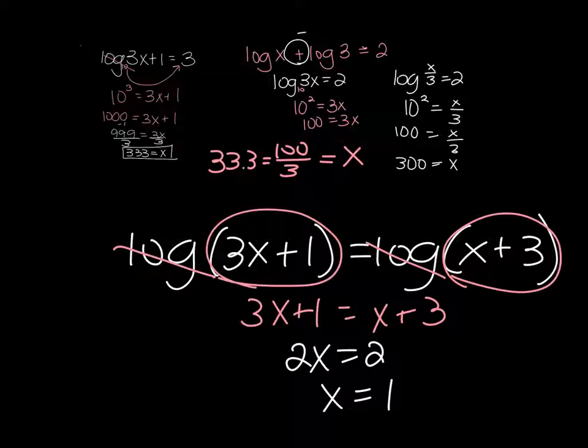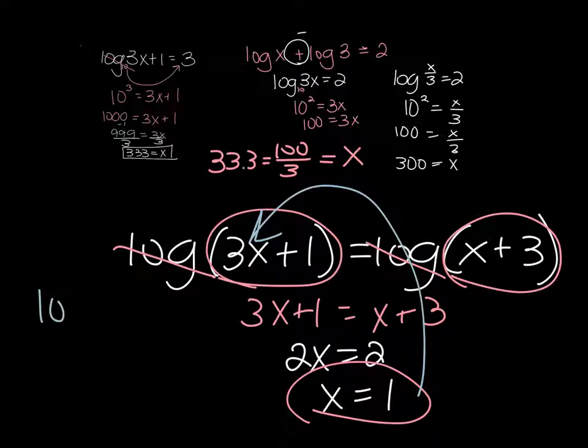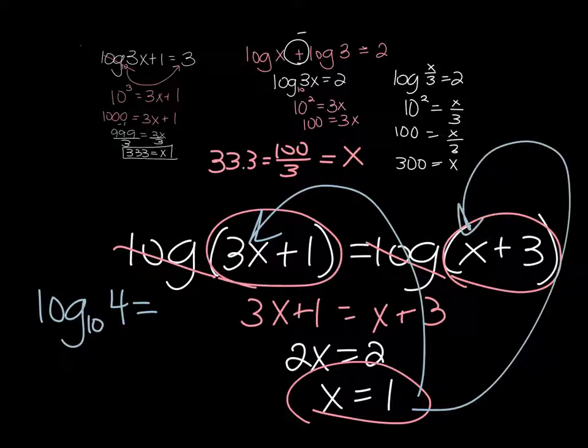And remember, you can check each and every one of these. So I can take this 1 and plug it in here. This would be log base 10 of 3 times 1 plus 1, which is 4. And then plug it in here, log base 10 of 1 plus 3, which is 4. So you can always confirm these. Questions on any of the solving of the equations? Okay, let me double check it.